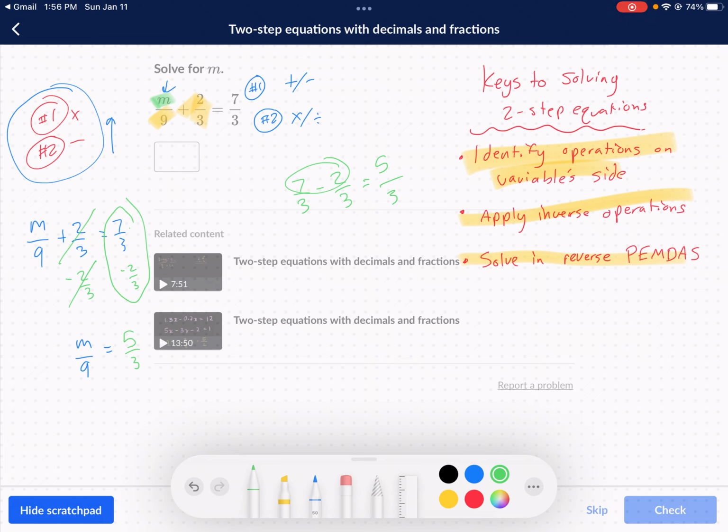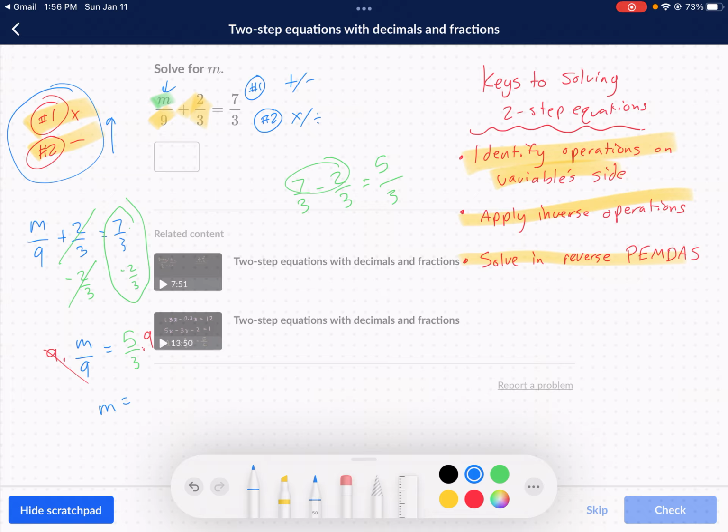Next up, we have division. We already said we're done with the subtraction. Now we have to do the opposite of division, which is multiplication. What do we multiply by? We're going to multiply by 9, because what's happening to m is we're dividing by 9. So we're going to do the opposite, which is multiply by 9. That cancels that out on the left side. 9 divided by 9, we're left with just m.